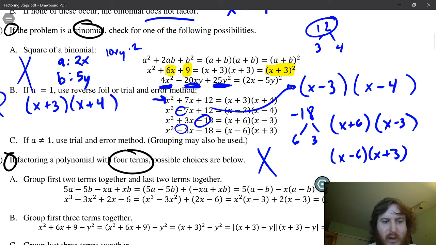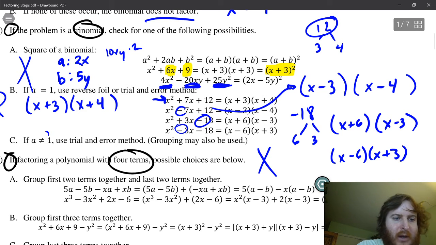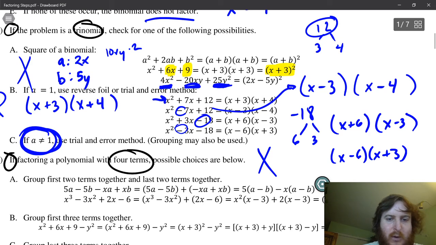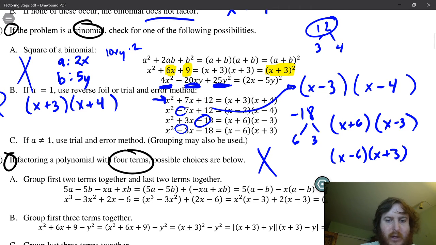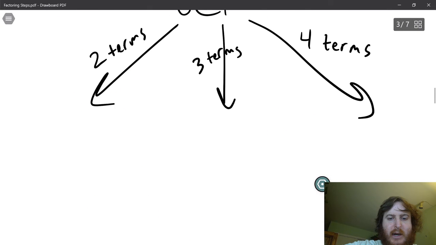But here's the deal. If a is not 1, I really wanted to focus in on these, because if a is not 1, we really have to be careful. And there's a method that I like a lot, so I'm actually going to dedicate a whole other page to it. And so that's factoring a trinomial when a is not equal to 1.